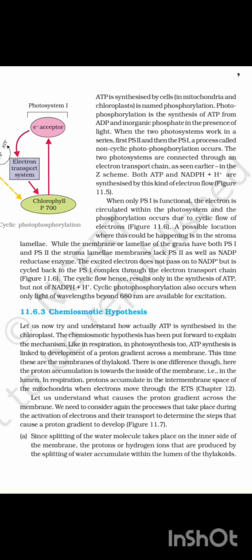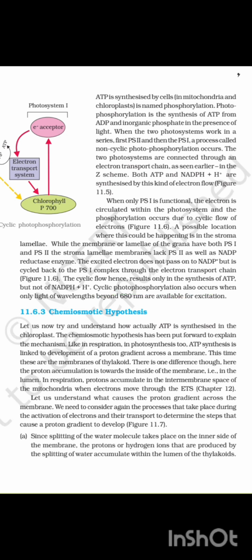Figure 11.6. A possible location where this could be happening is the stroma lamella, while the membrane of the grana lamella has both PS I and PS II. The stroma lamella membrane lacks PS II as well as the NADP reductase enzyme. The excited electron does not pass on to the NADP+ but is cycled back to the PS I complex through the electron transport chain. Cyclic flow hence results only in the synthesis of ATP, but not of NADPH + H+.